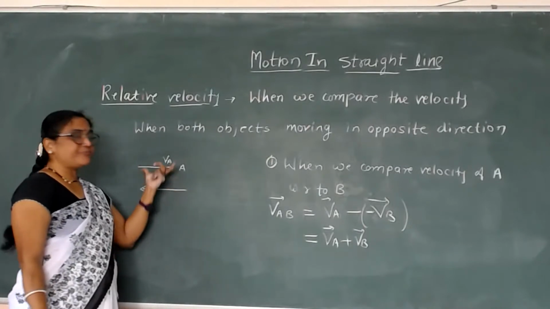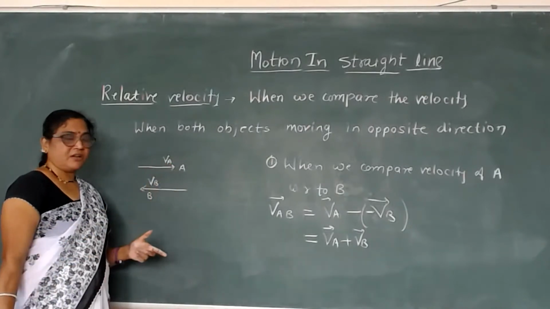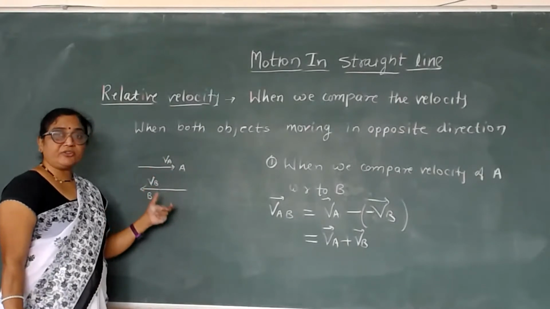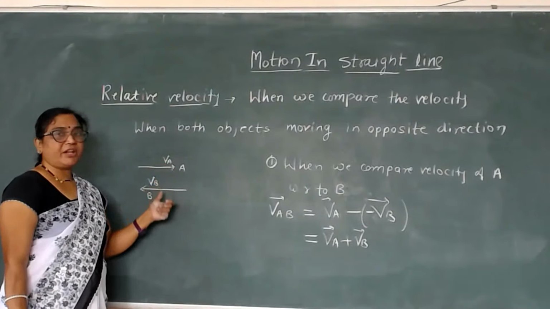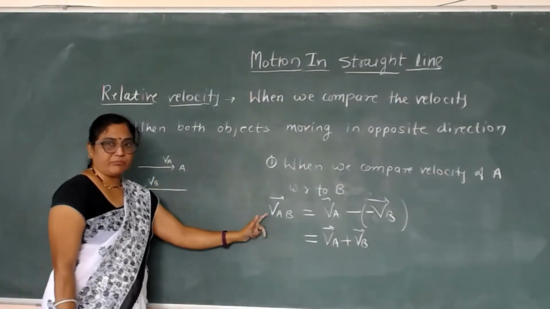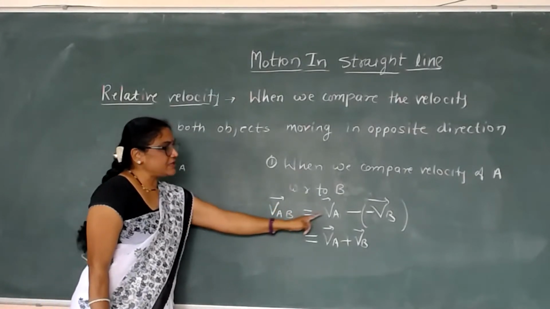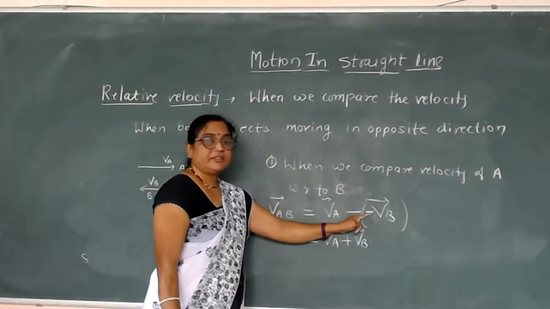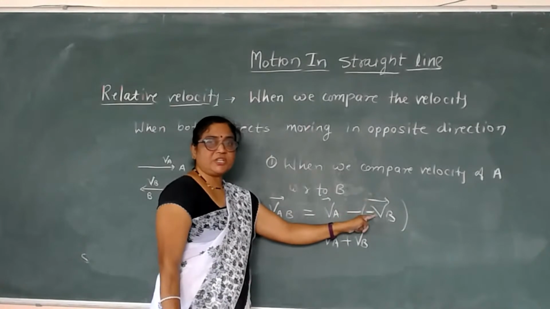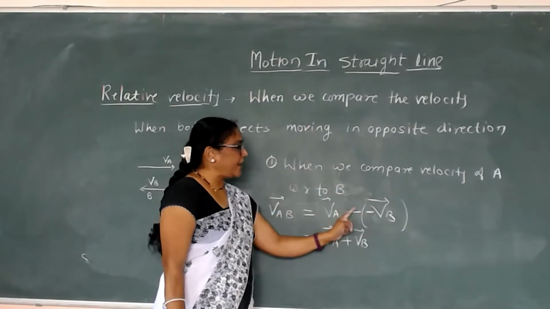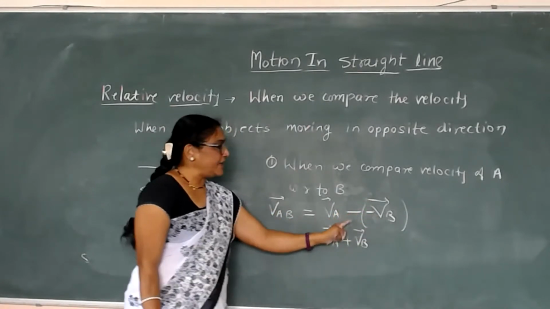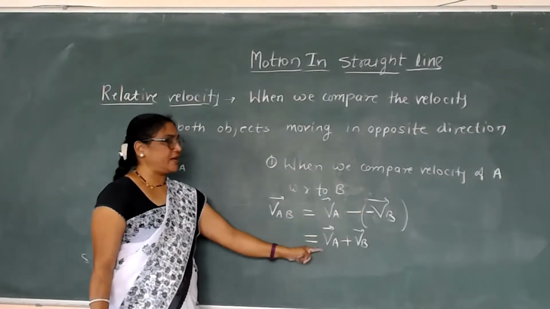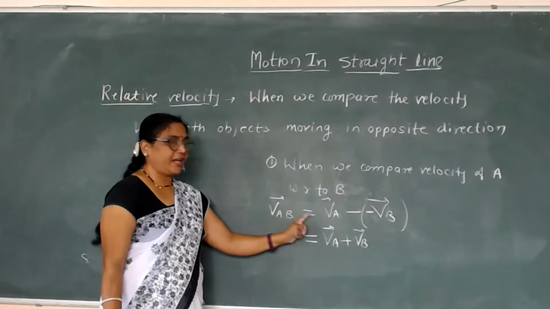When both objects are moving in the same direction, the relative velocity is VA minus VB. But when both objects approach each other, or move in opposite directions, to find the relative velocity between them we use the formula VAB equals VA minus VB. But here the direction of B is opposite to A, therefore VA minus minus VB, which is VA plus VB. So this is known as the relative velocity of AB.